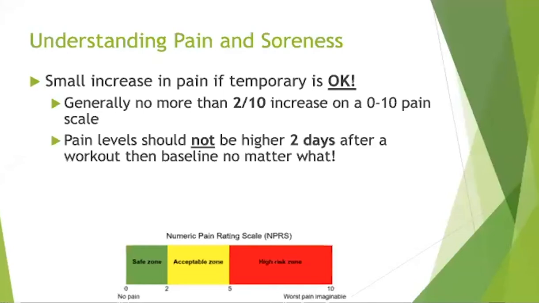Pain levels should not be higher 2 days after a workout than baseline, no matter what. So if today's Monday, you worked out today, and Thursday, your pain is still higher than baseline, hey, guess what? That means that workout was too intense for that particular tendon, because that is outside of the constraints of what's going to be helpful.